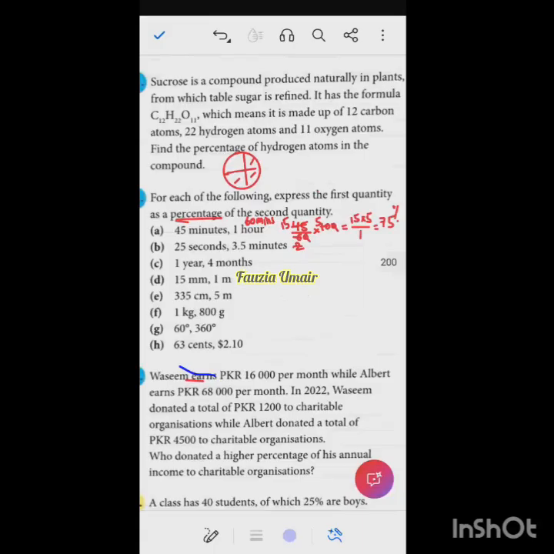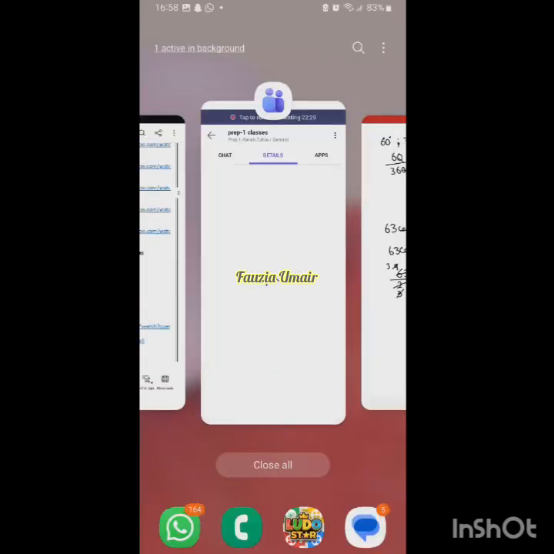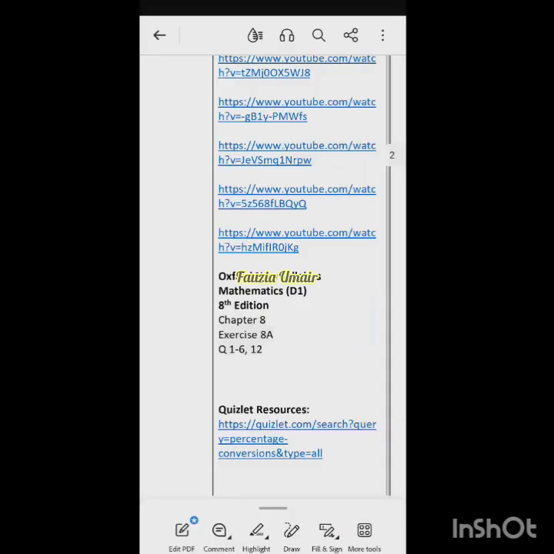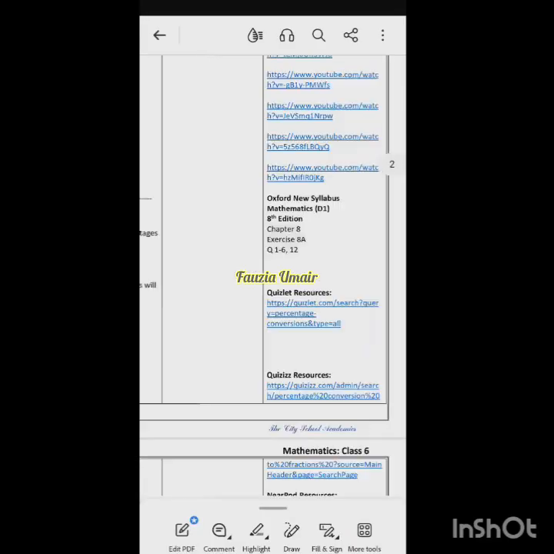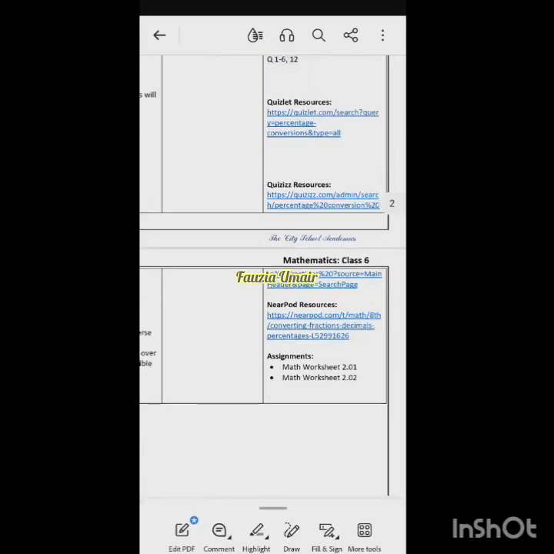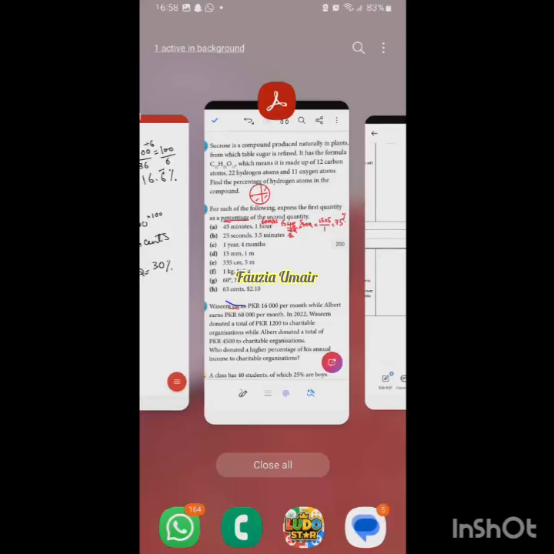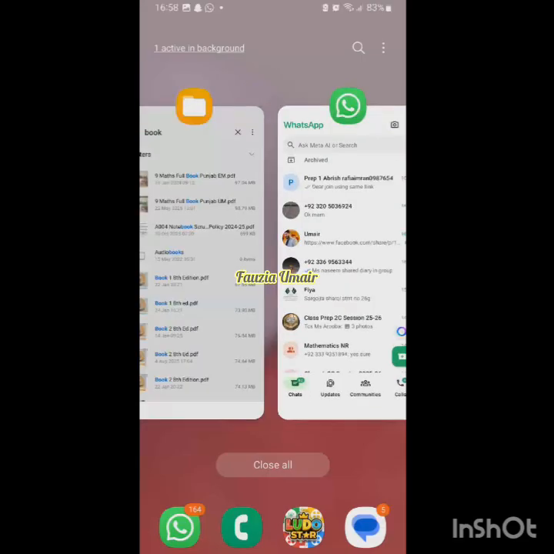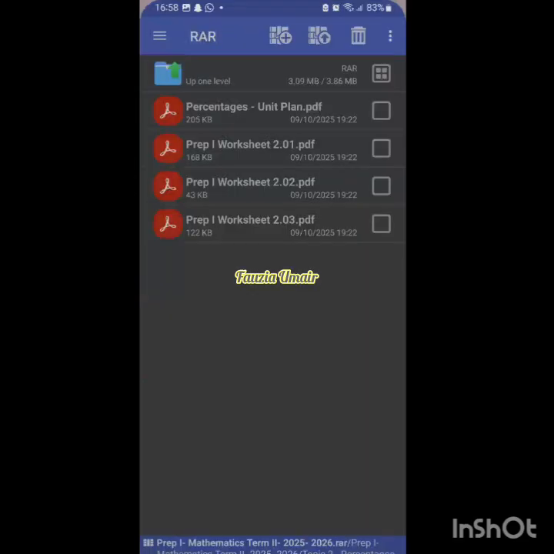Can we check any worksheet of this to solve? Let me see if we have a worksheet related to this. We solved a worksheet yesterday, right? It was 2 worksheets. There are some questions left in the first worksheet. We can look into those questions. The second we have done already, we did it yesterday, right?